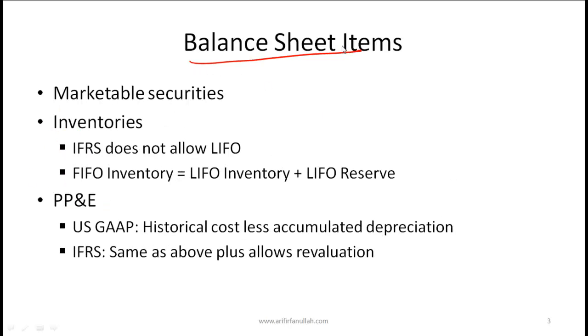Okay, let's start with balance sheet items. Marketable securities. If you recall from our discussion on marketable securities in an earlier lecture, we can classify marketable securities as trading securities, held to maturity, or available for sale. Now, as far as this reading is concerned, I think it is safe to say that both IFRS and US GAAP are fairly similar in terms of the treatment of these three categories of marketable securities.